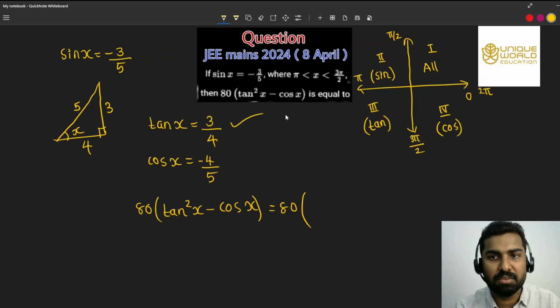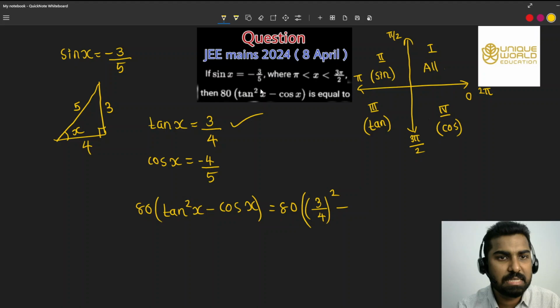So tan x is 3 by 4. Its square will be equal to (3 by 4) whole square. So (3 by 4) whole square minus cos x. Cos x is minus 4 by 5. All right, so minus 4 by 5.